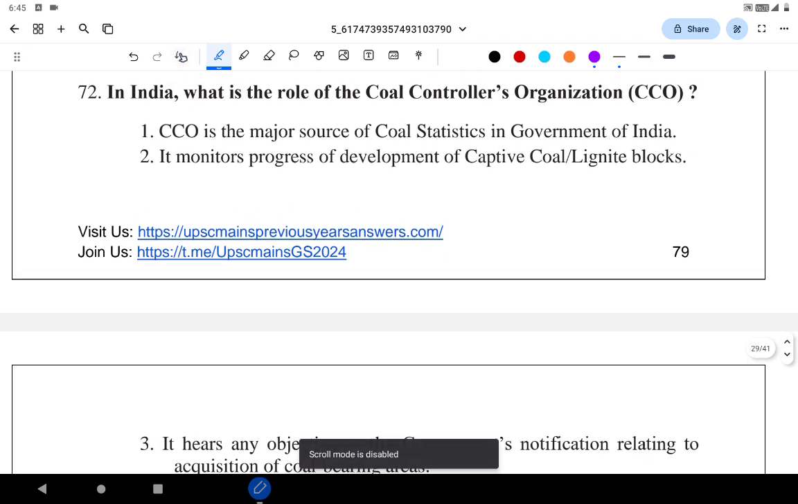Next, with respect to Coal Controller Organization. Fourth, Coal Controller Organization is a major source of coal statistics in the government of India. Correct. It monitors progress of development of captive coal and lignite blocks. Correct.